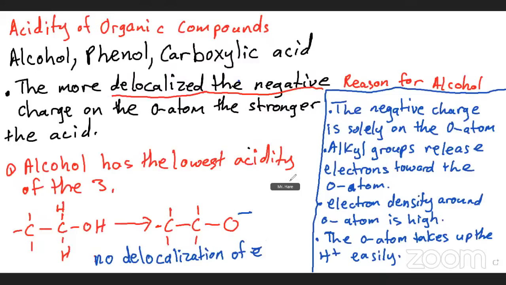If you cannot remember all of these pointers, all you need to remember is that this negative charge is on the oxygen. That is why it is weak, it can take up the hydrogen. You don't have to remember this point for point. All you need to say is the negative charge is completely on the oxygen, so it takes up the proton easily. That works as well.